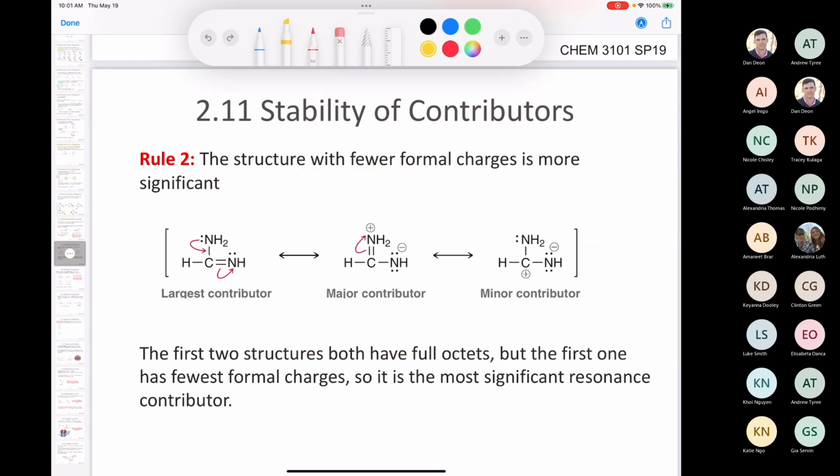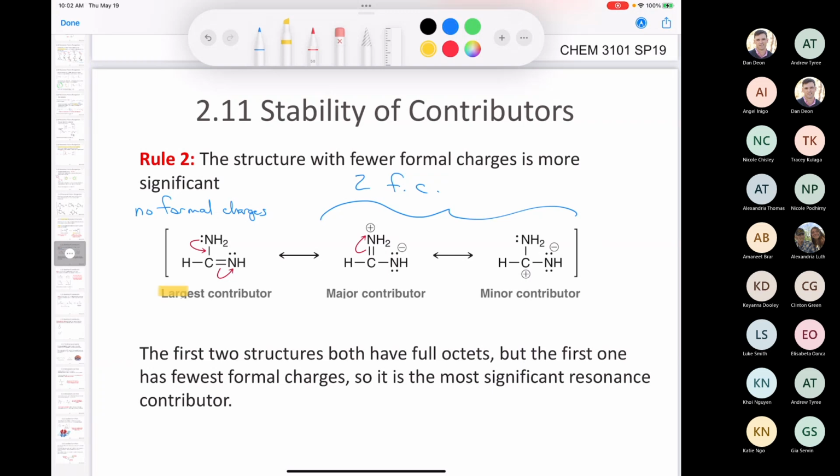All of them are totally reasonable. However, in this one, we have no formal charges. Whereas in the other ones, we have 2 formal charges. And so the one that has the least number of formal charges is going to be the greater contributor of all 3 of these.